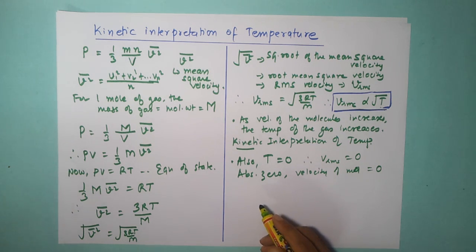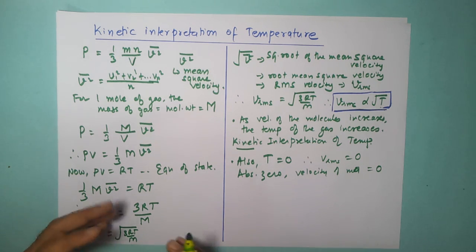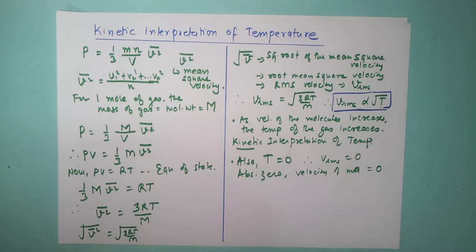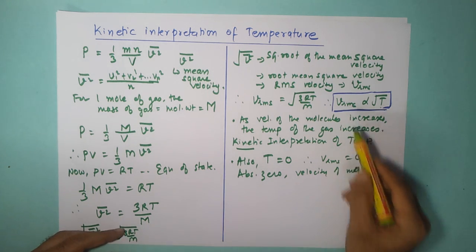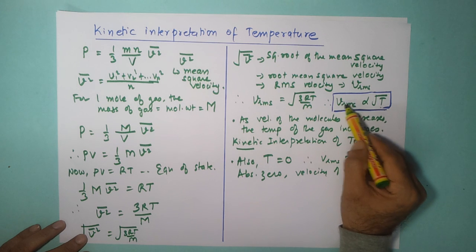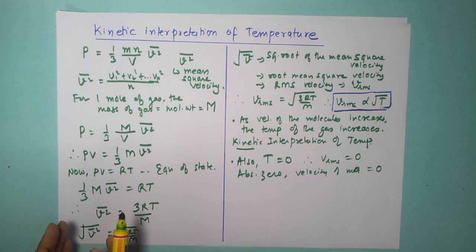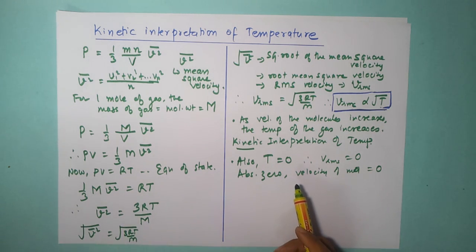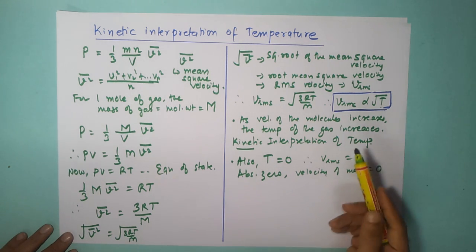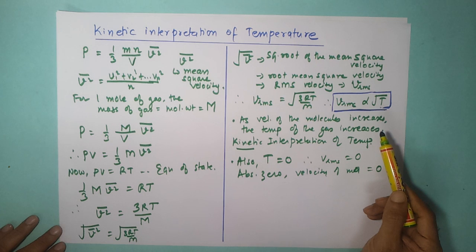And this is how we are able to connect temperature and V_RMS, where velocity is a microstate, whereas temperature is a macrostate. Once again, we are connecting a microstate to a macrostate, and that is the entire purpose of the kinetic theory of gases. It helps us understand the relationship between microstate and macrostate of a gas.